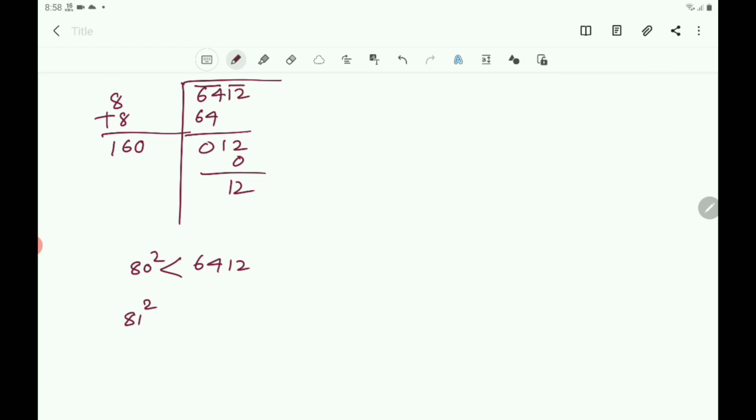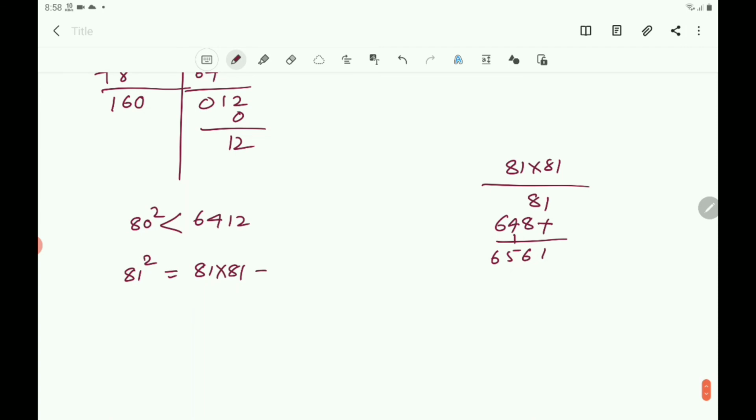Take 81 square. 81 square equals 81 into 81. Find the product of that, 81 into 81. 81 into 1 is 81 plus 81 into 8. 8 1s are 8, 8 8s are 64. Then it is 8 plus 8, 16. 6561. So you got 6561.